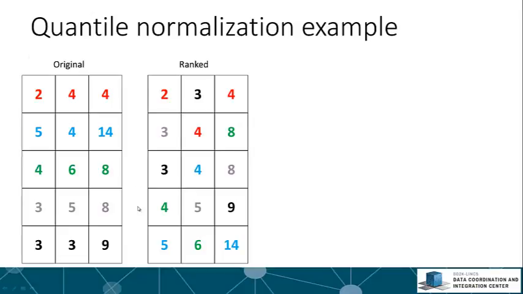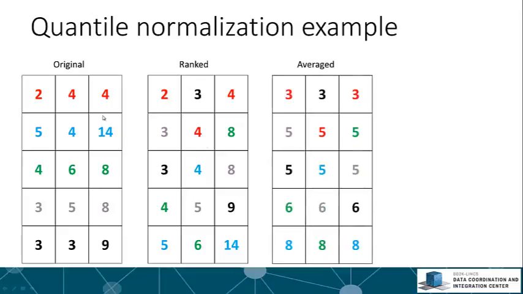So you can see what we've done. Within each column, we have reordered the numbers such that the smallest number is at the top and the largest number is at the bottom. And we've done this for each column. Then we take the mean across the rows and replace each of the values with the mean. So here, for the first row, we have the mean of 2, 3, and 4, which is 3. So we replace all the numbers in that row with the number 3, and we do this for each row.